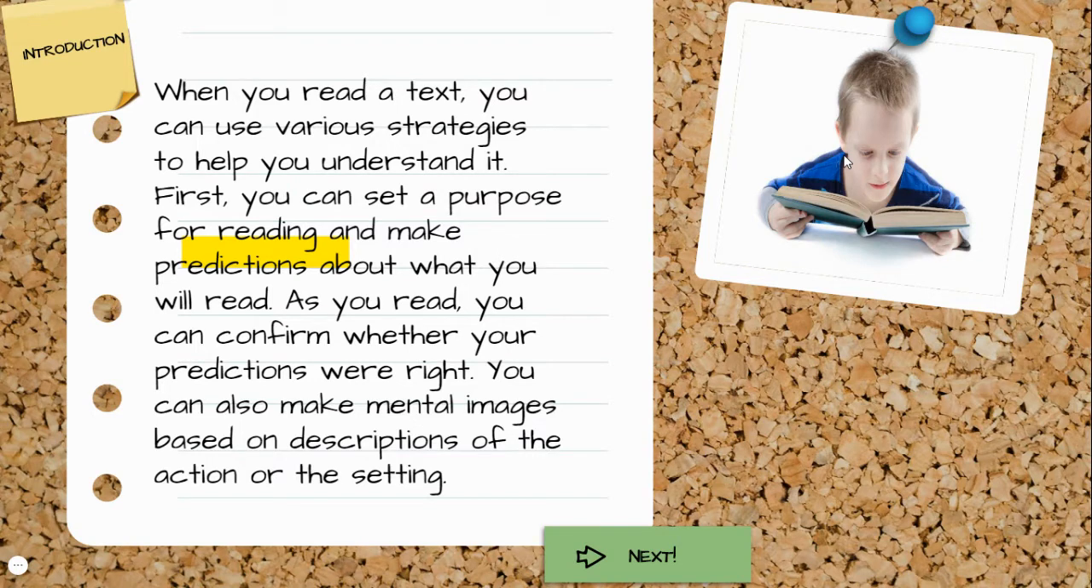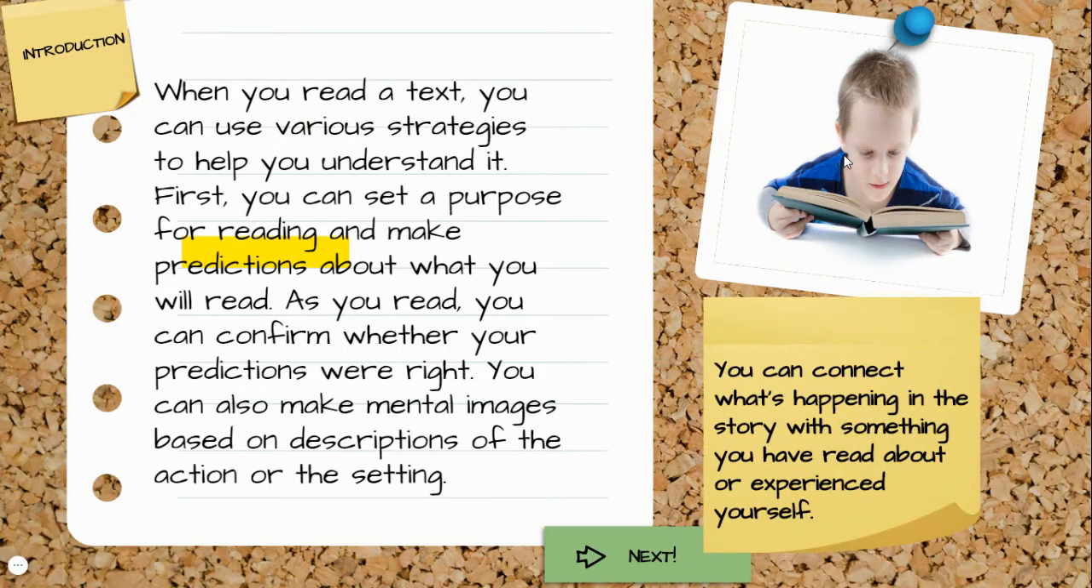Introduction. When you read a text, you can use various strategies to help you understand it. First, you can set a purpose for reading and make predictions about what you will read. As you read, you can confirm whether your predictions were right. You can also make mental images based on descriptions of the action or the setting. You can also connect what's happening in the story with something you have read about or experienced yourself.